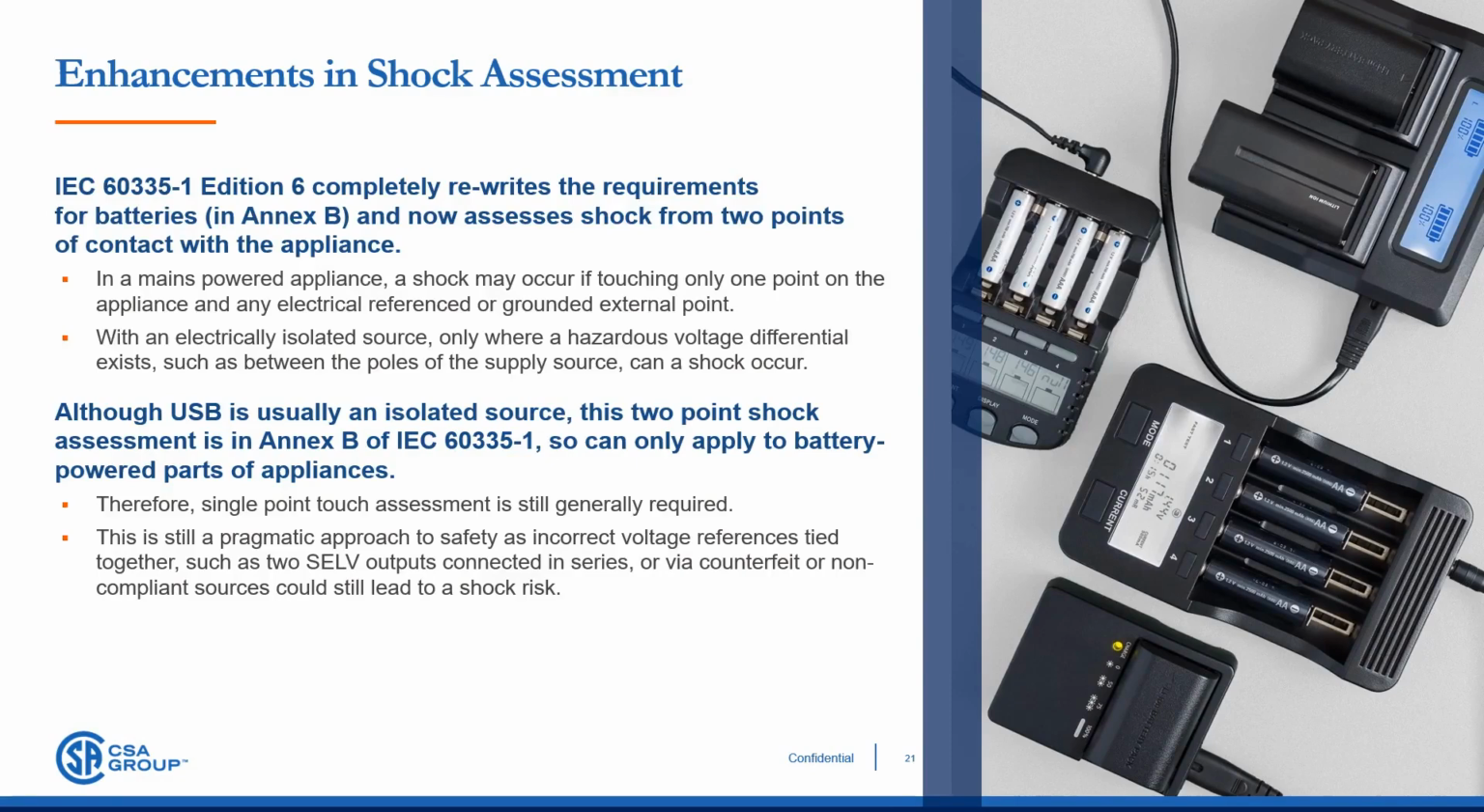For example, it is possible that for an appliance with multiple USB ports, multiple isolated sources may plug into the appliance. However, if incorrectly grounded, the accessible potential difference between each source could exceed ES1 limits. The risk could also exist if multiple SELV sources are connected in series, or if any non-compliant or counterfeit USB product were connected.